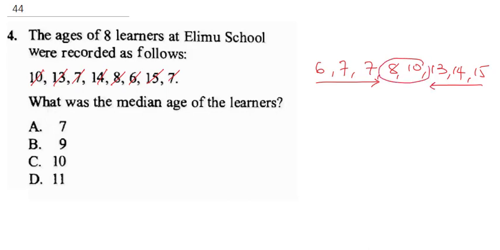So we are looking for the median. So the middle is 2 numbers, so you take the average, 8 plus 10 divided by 2. So this is 18 over 2, and that will give us what? 9 as the final answer. So our correct answer is going to be what? B.